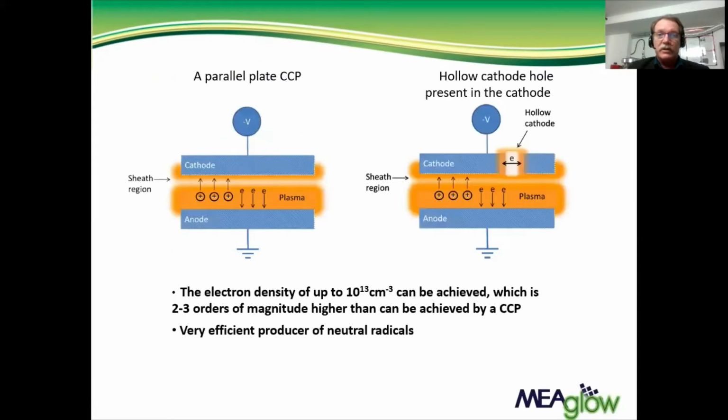But how do these sources work? So looking at the parallel plate capacitively coupled plasma source shown over here on the left, this is looking at the DC mode, but it's the same in this RF mode. Around the cathode, there's a sheath region where most of the acceleration of electrons and ions takes place, and that's where most of your voltage drop occurs. And it turns out that if you put a hole in your hollow cathode, whose diameter is twice the sheath width, then you trap electrons in that region and they resonate in there, creating a high density of ions and radicals. So this is the basis of the hollow cathode effect.